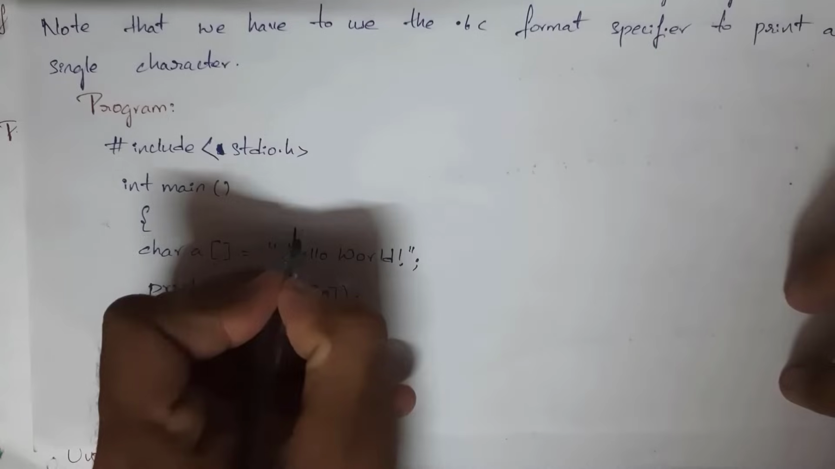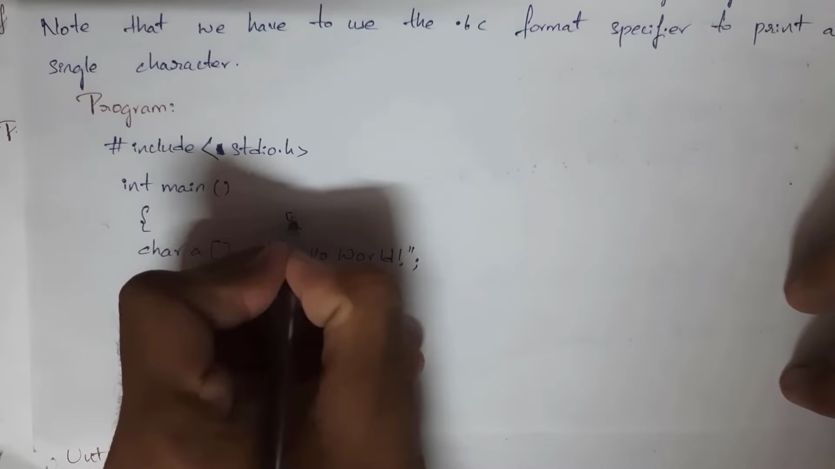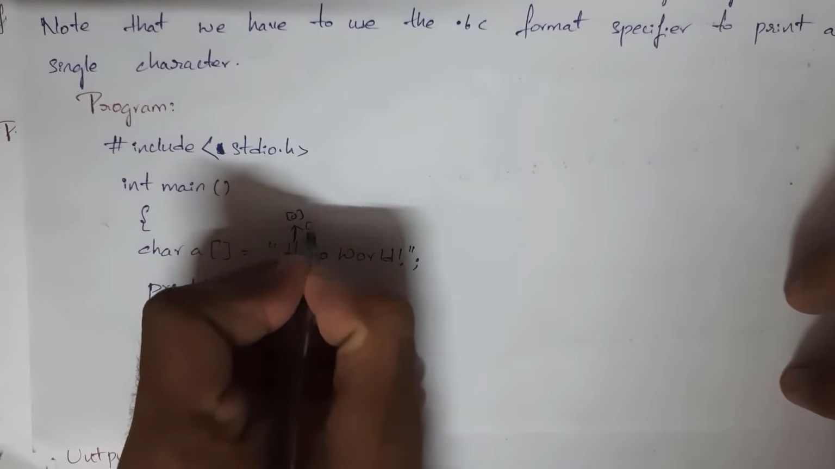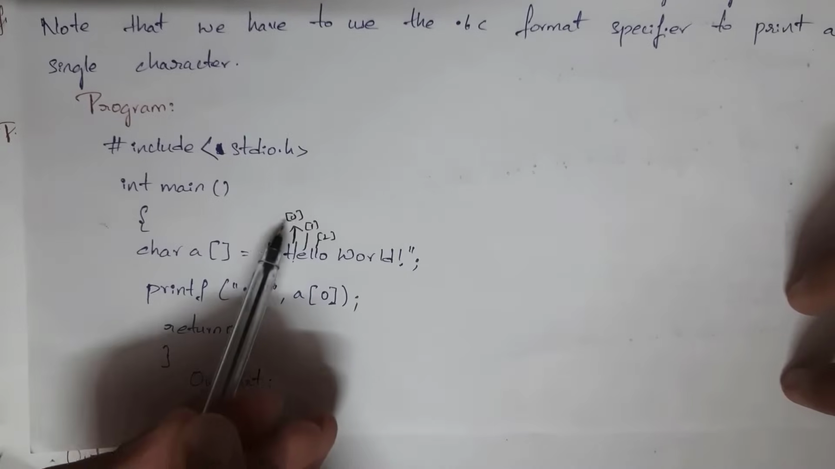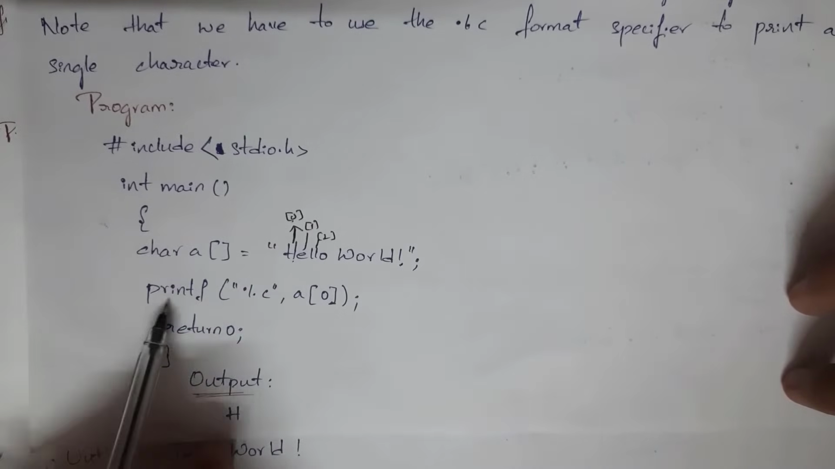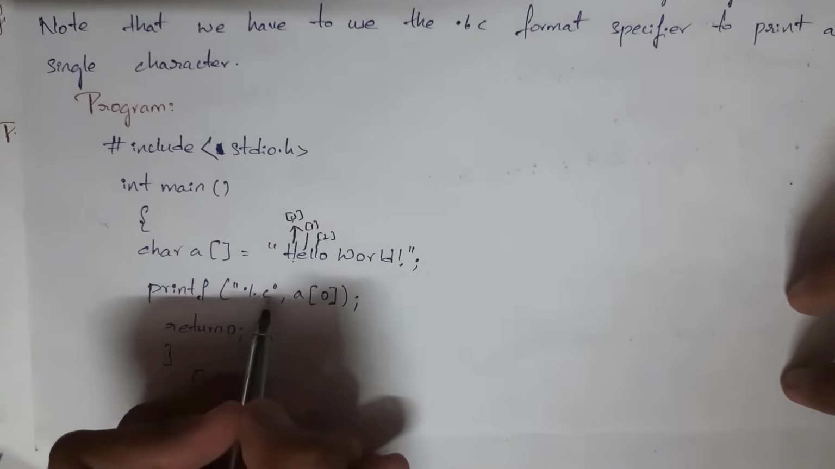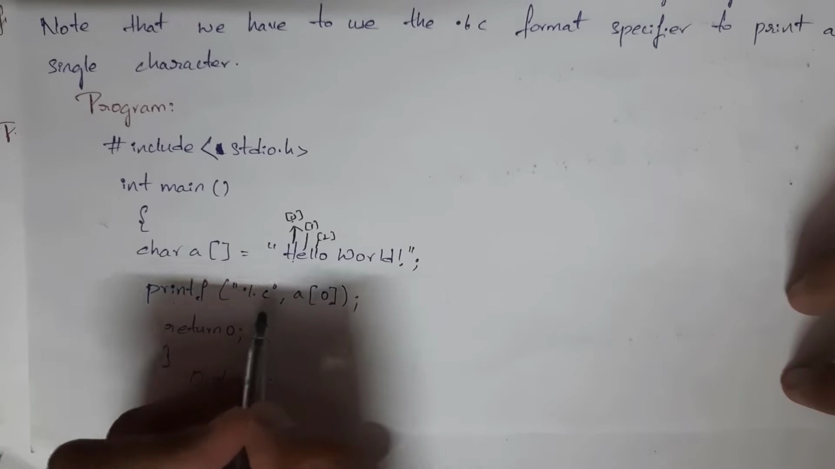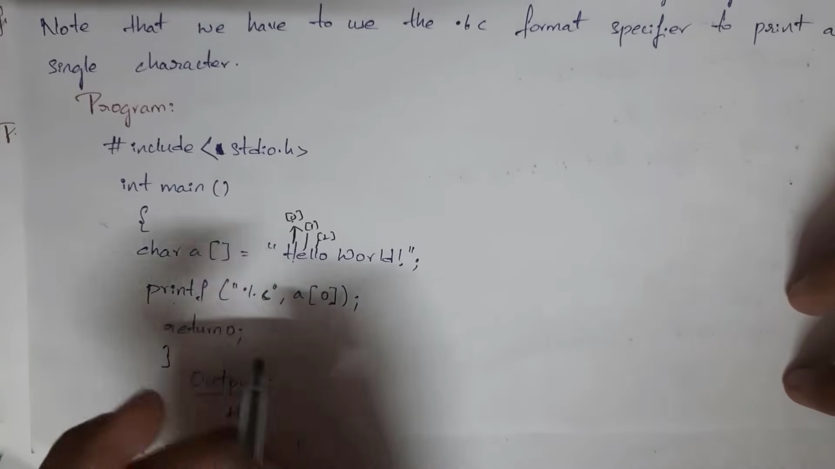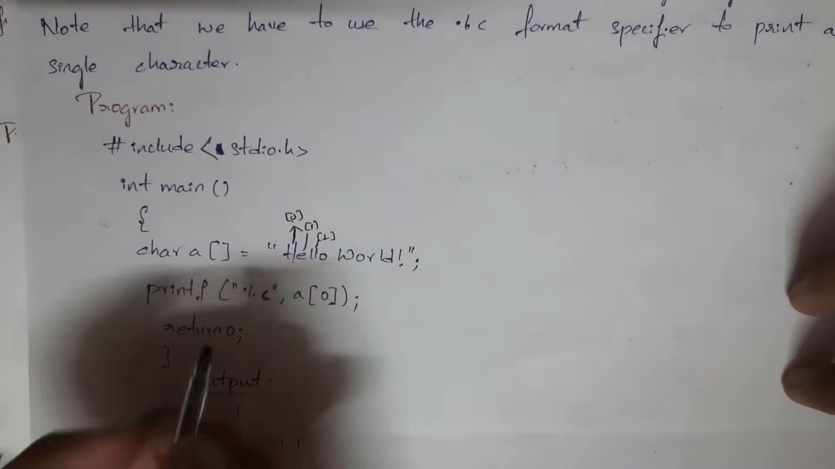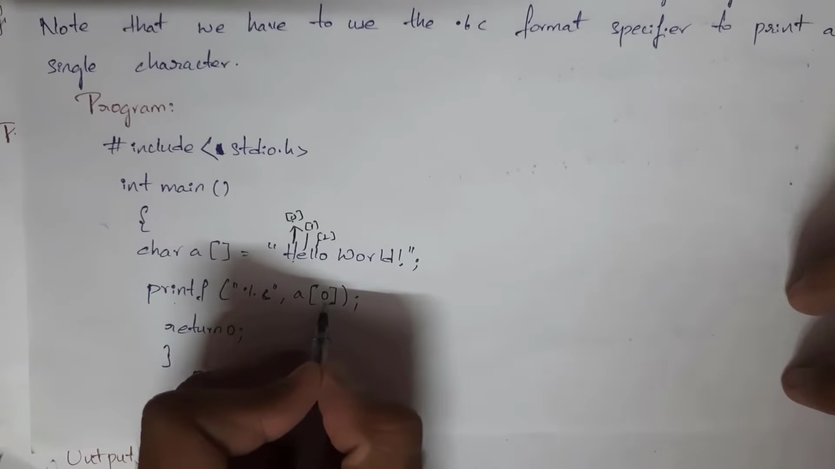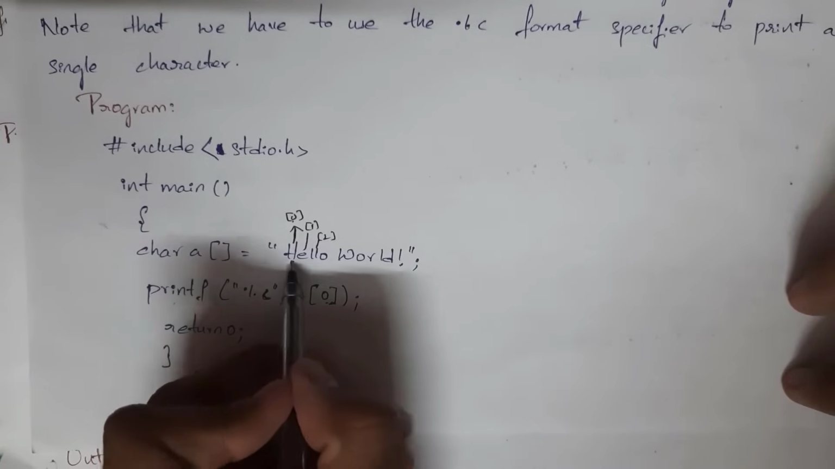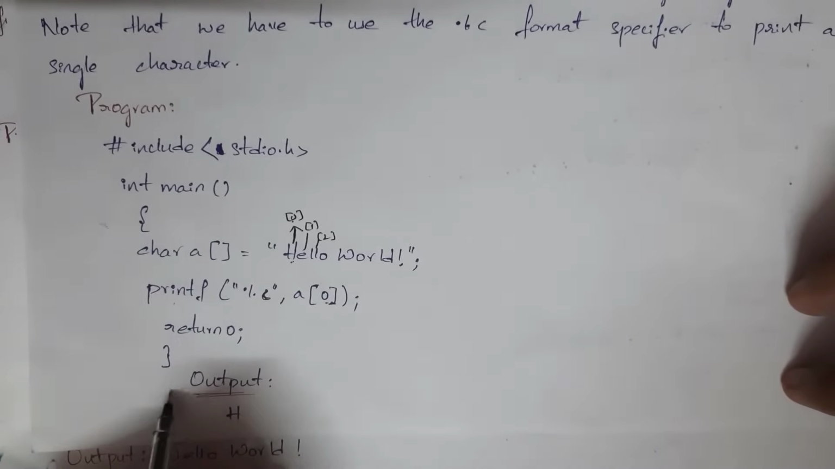As I already said, in this the first character is stored in index number 0 and the second character in index number 1, third in 2 and so on. Index number starts with 0. The first character is stored in index number 0. So whenever I write here printf %c comma A of 0, I wrote %c because I want to print only a single character. So here I wrote %c comma A of 0. That means the value which is present in index number 0 will be printed as output. So in index number 0 the value is h. So here I will get the output as h.